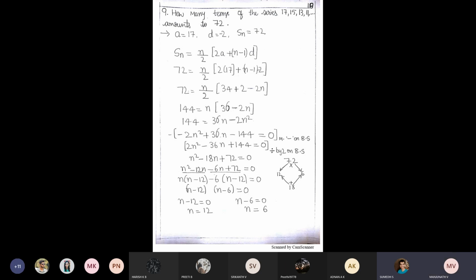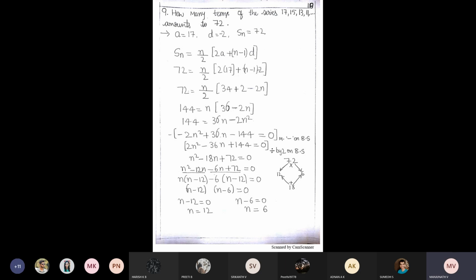Then we can see that all three terms can be divided by a common number, that is 2. That's the only common multiplier. Going ahead, n squared minus 18n plus 72 is equal to 0. Stop there. All of you have understood till this step: n square minus 18n plus 72.